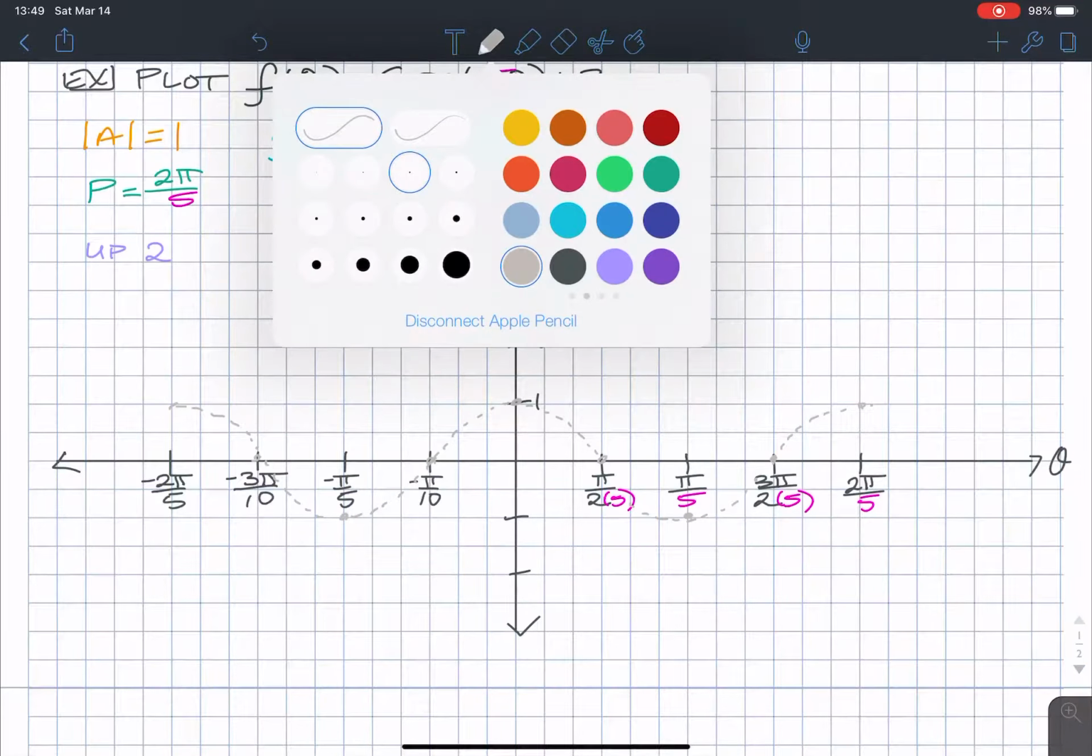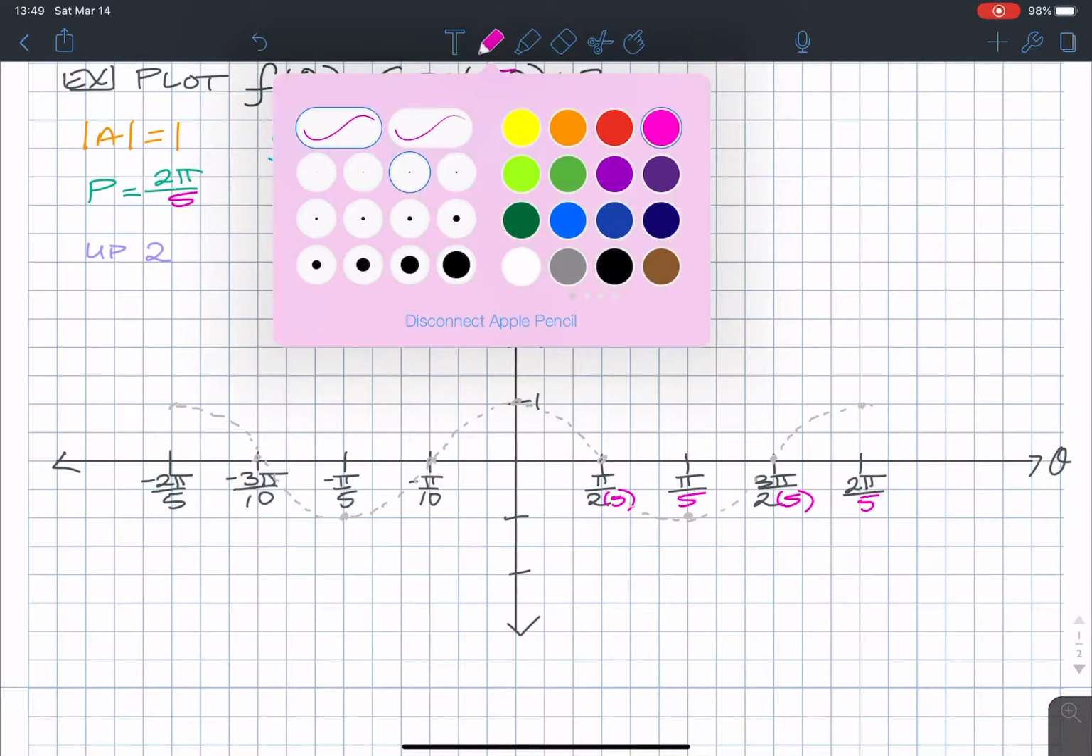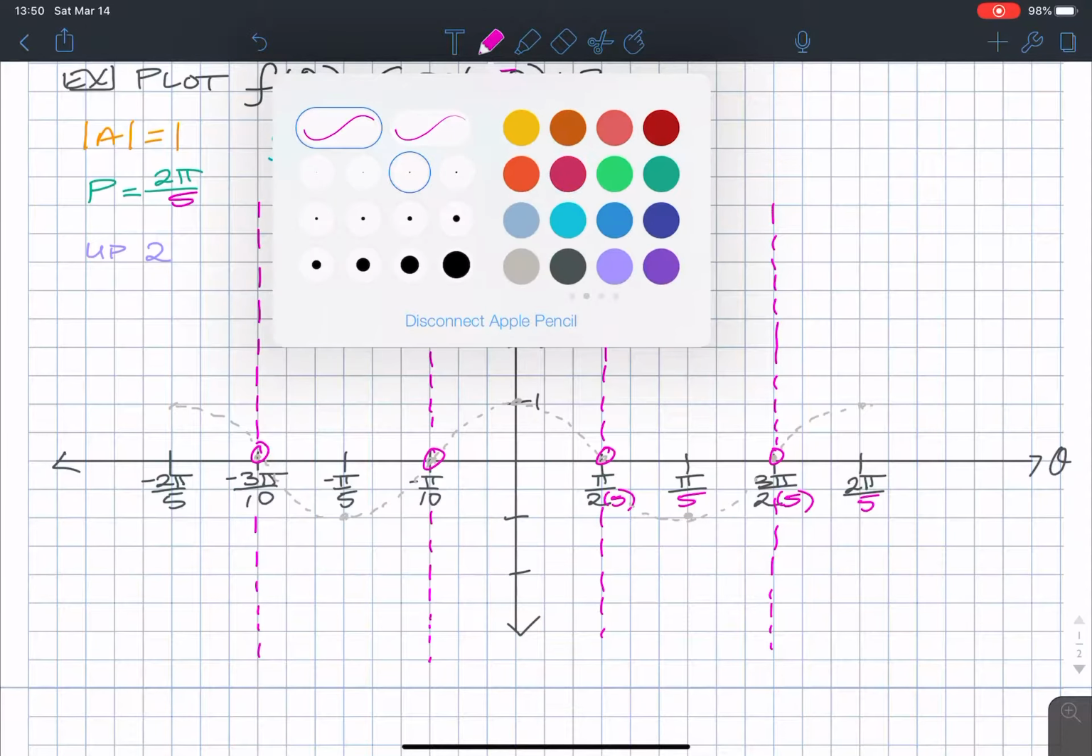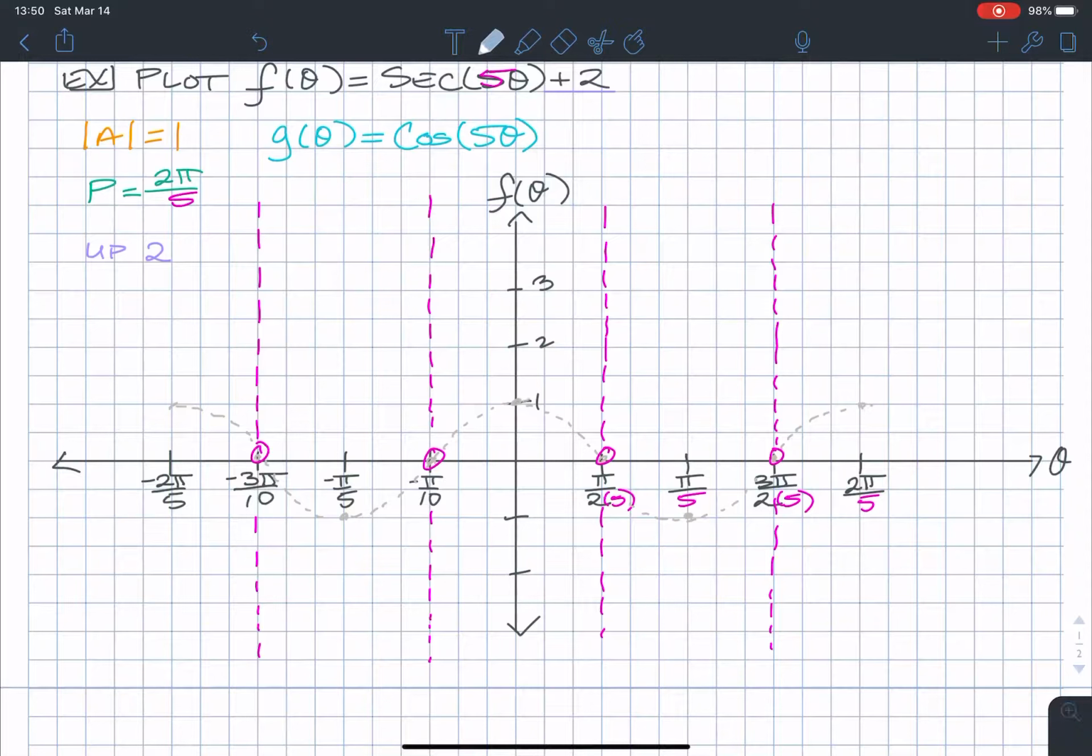Now, I'm moving up or down, so I know that my vertical asymptotes aren't going to shift. So my vertical asymptotes are still going to be wherever the graph of cosine goes through the x-axis, that is, its value is 0. Okay, so normally cosecant would meet at the peaks and the troughs and go off asymptotically towards the asymptotes.